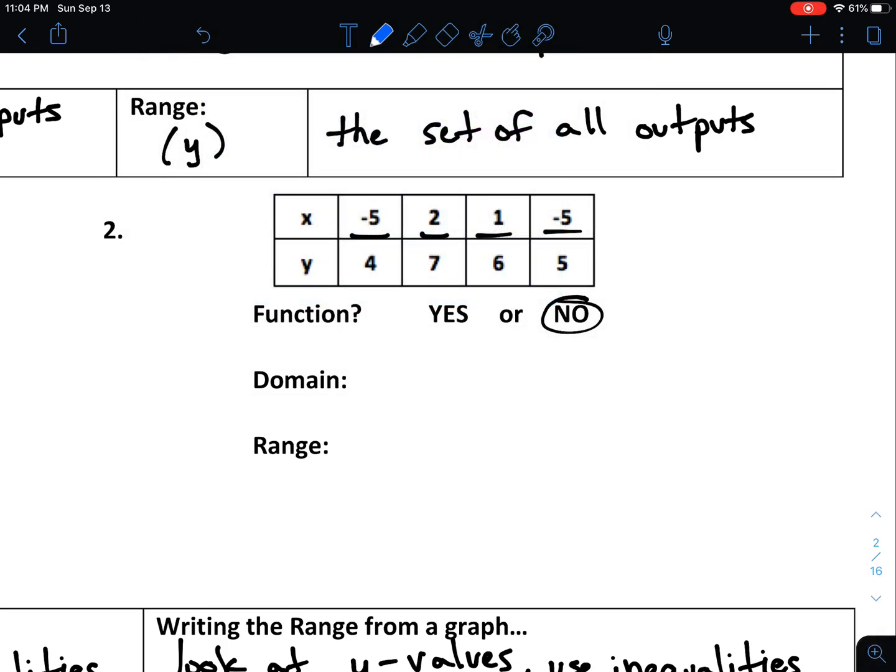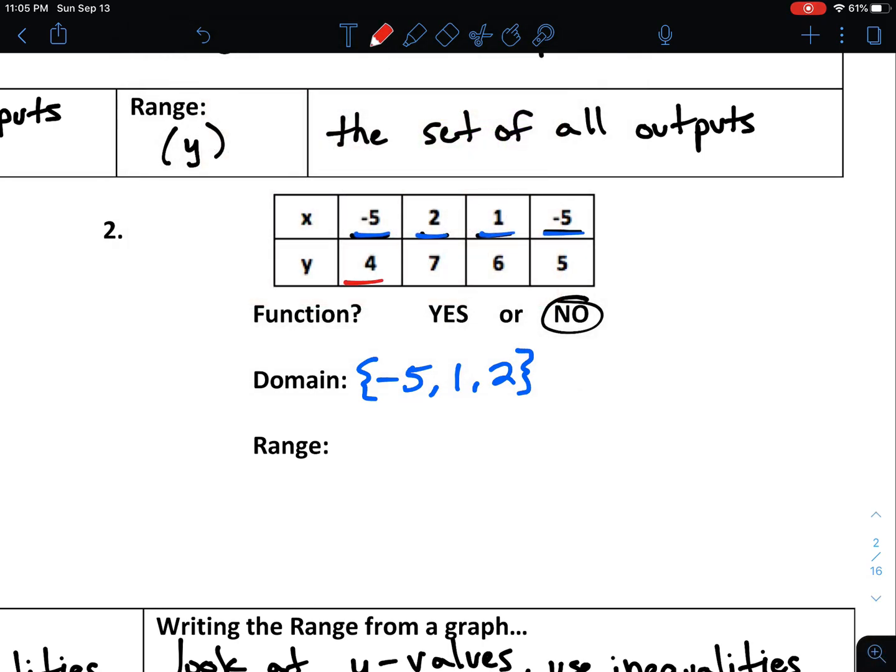So let's talk domain and range. So even though it's not a function, it's still a relation, so it still has a domain and range. So the domain, we've got negative 5, 2, 1, and negative 5. If you ever have a number that repeats, like negative 5, you only list it once, but still write the numbers in order. So your domain for this particular problem would be negative 5, 1, and 2.